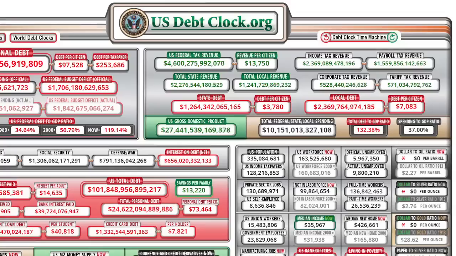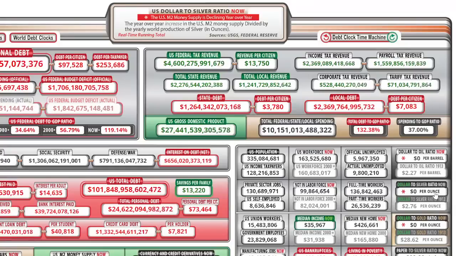This is why the ratio is literally at zero. And it's at zero for all of these indicators, because when we highlight this again, you can see that the U.S. M2 money supply is declining year over year, but it's only declining slightly, which means that it could step up again.